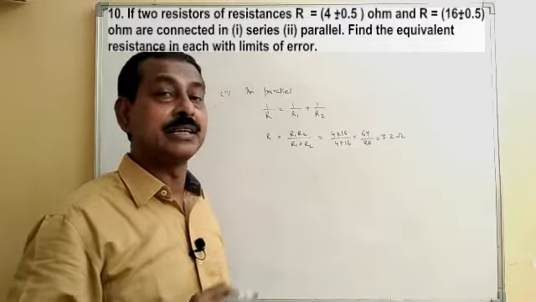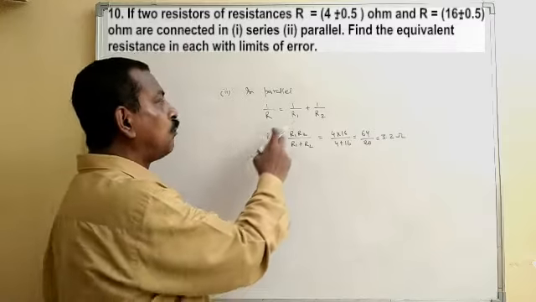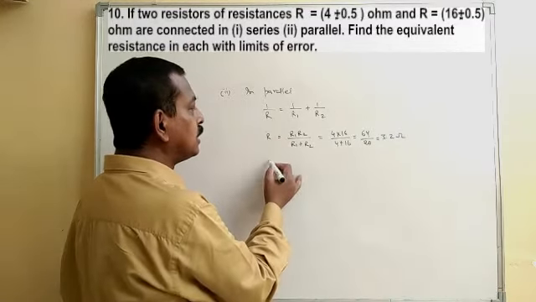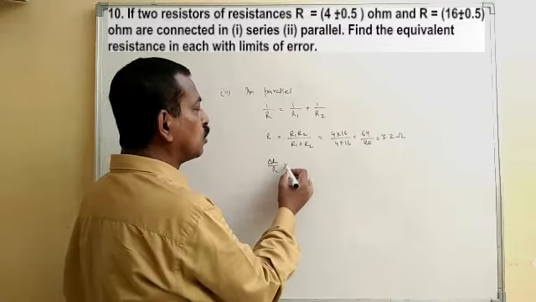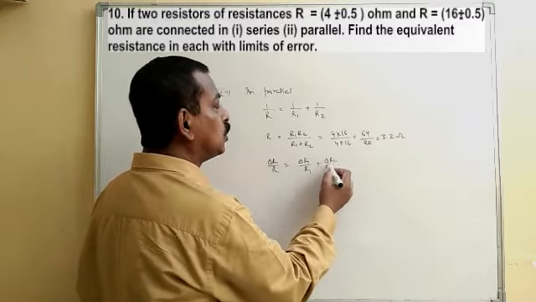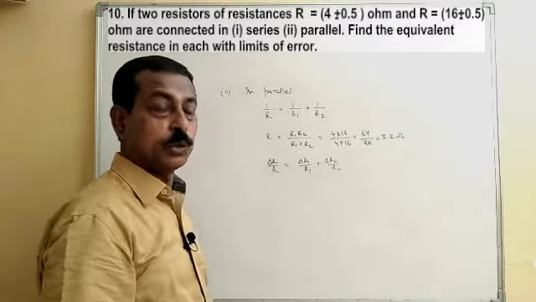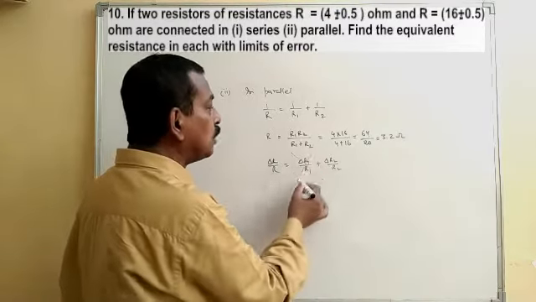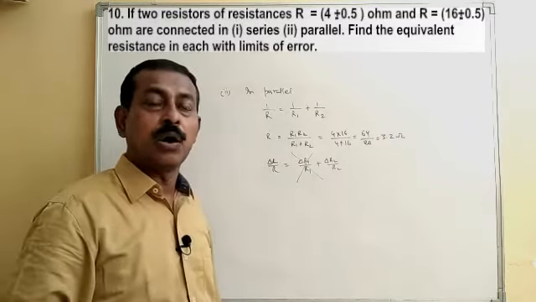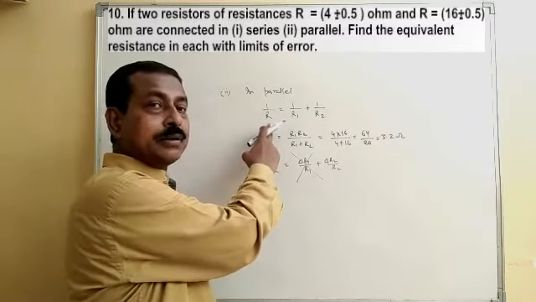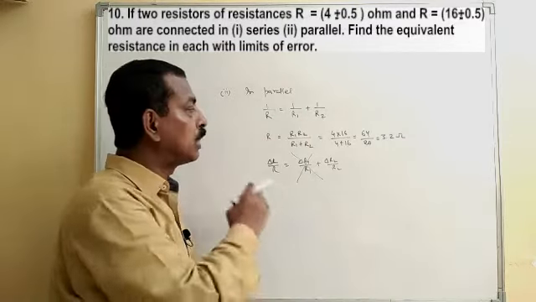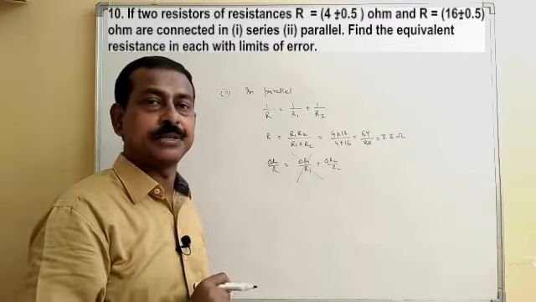Now let's take the errors. For errors, can we write it as delta R by R equals delta R1 by R1 plus delta R2 by R2? No. Why? Because this is not just the sum there, it is 1 by R. We cannot take this as just the sum. If it is R1 R2, then we can apply.